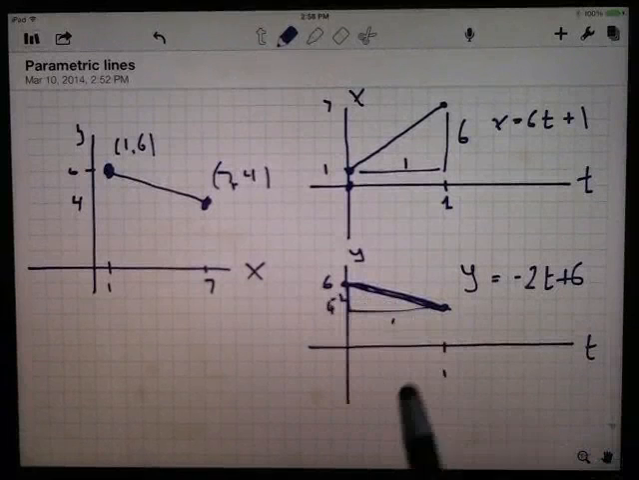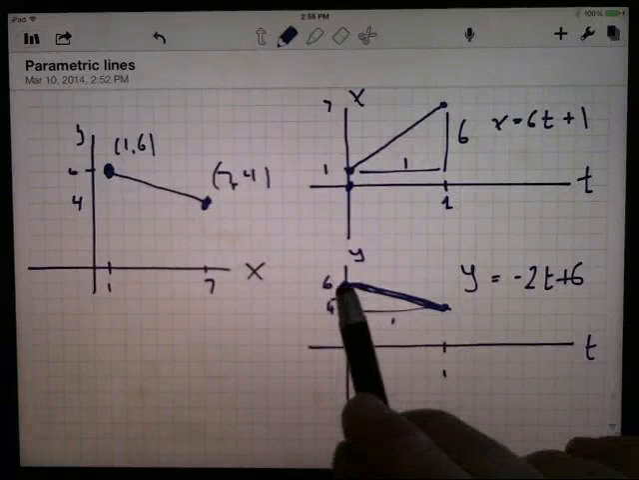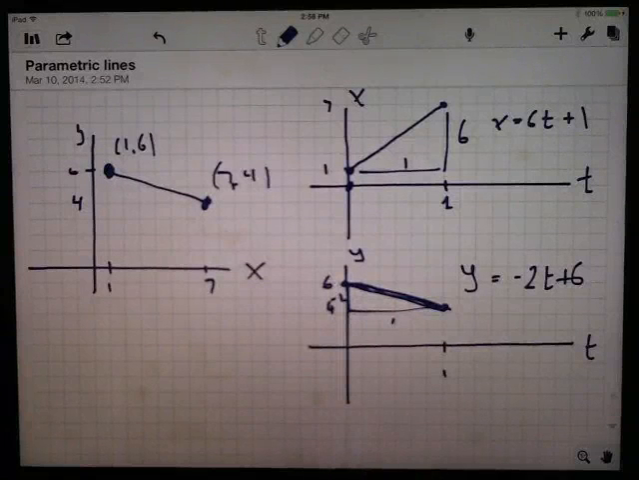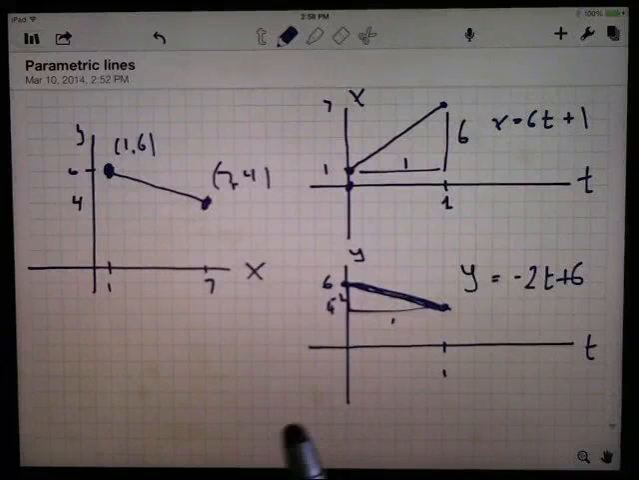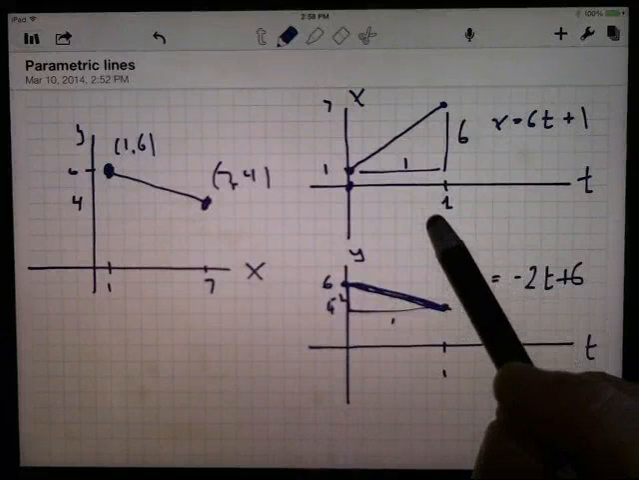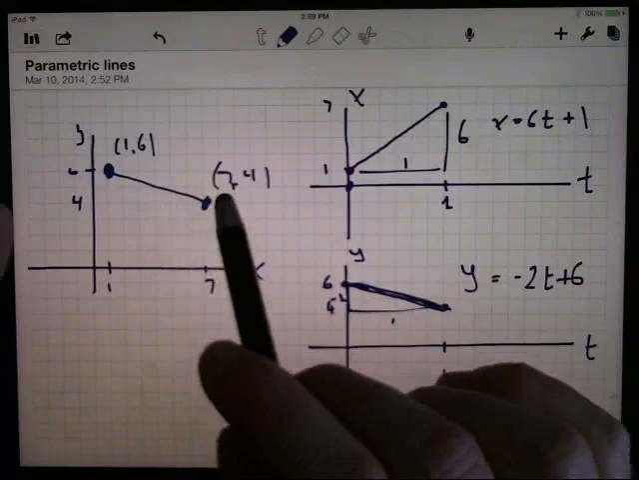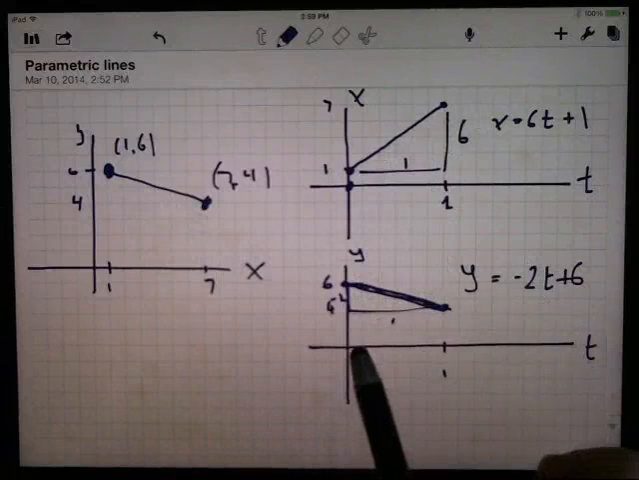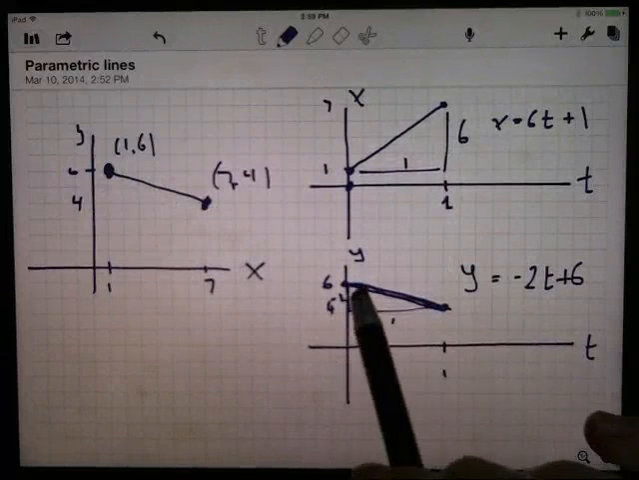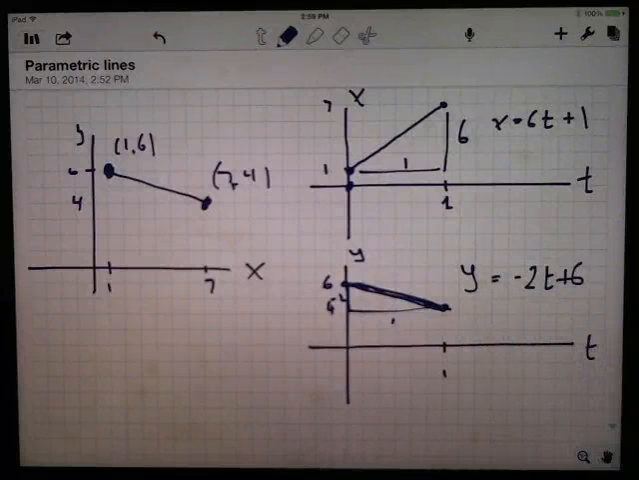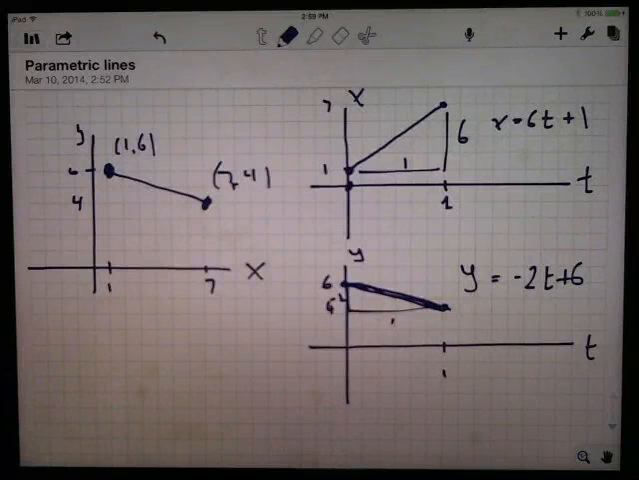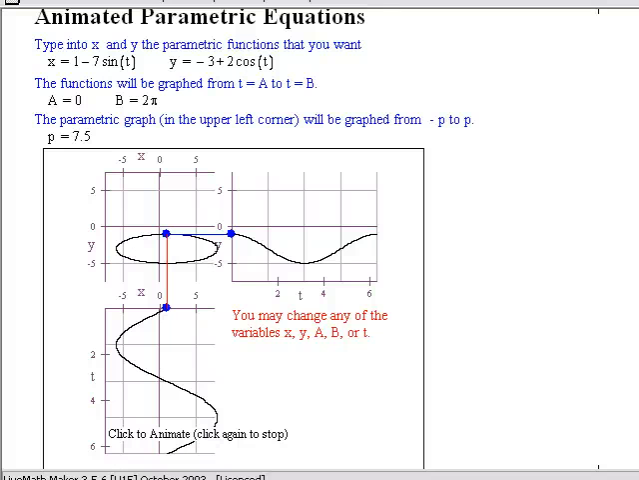Again, this is not drawn to scale because it's a big 1 in this direction, not so big in that direction. But still, the x-coordinate goes from 1 to 7 in a nice straight way. The y-coordinate goes from 6 down to 4 in a nice straight way. I can come up with equations for both of those things. Now I want to check and see if I graph them whether it does what I want. Here we go. So we're going to take those equations that we just had and put them in here.